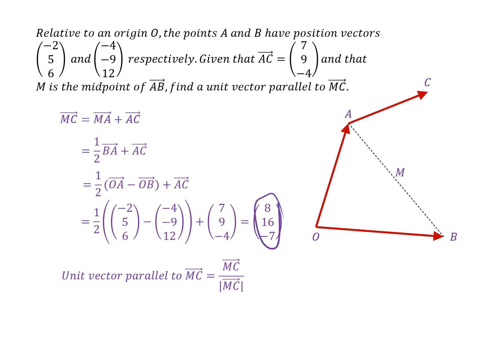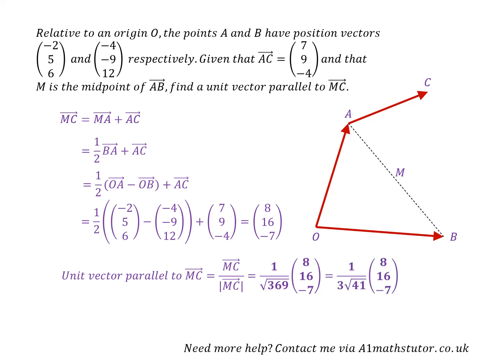Well, we do three-dimensional Pythagoras on itself: the square root of 8 squared plus 16 squared plus minus 7 squared, and that's root 369. So the unit vector parallel to MC is that. And we can actually simplify 1 over root 369, and that becomes 1 over 3 root 41. So there we are, that's the unit vector parallel to MC.